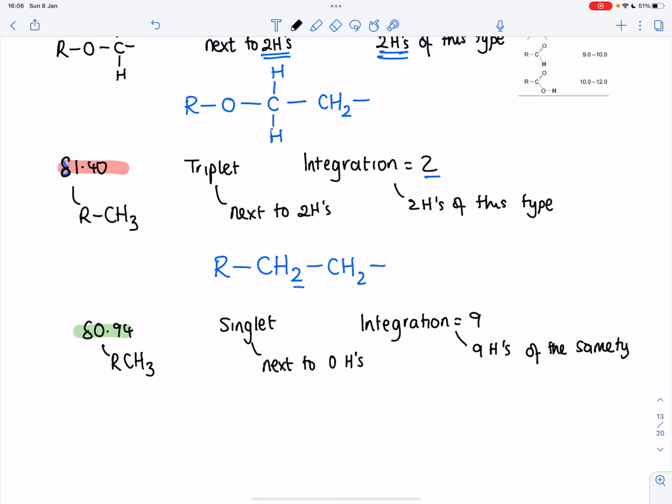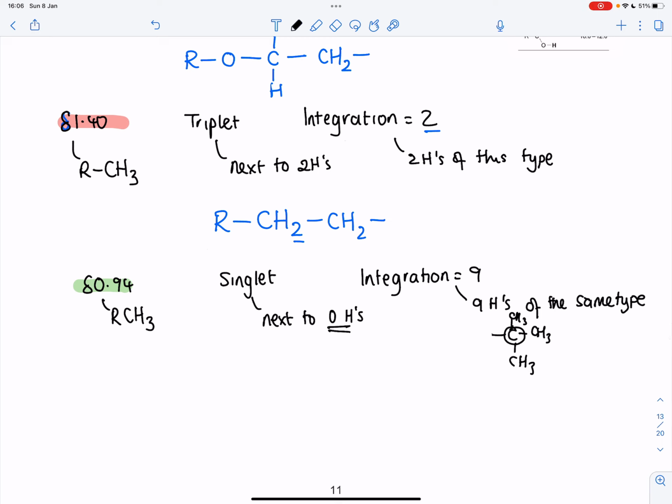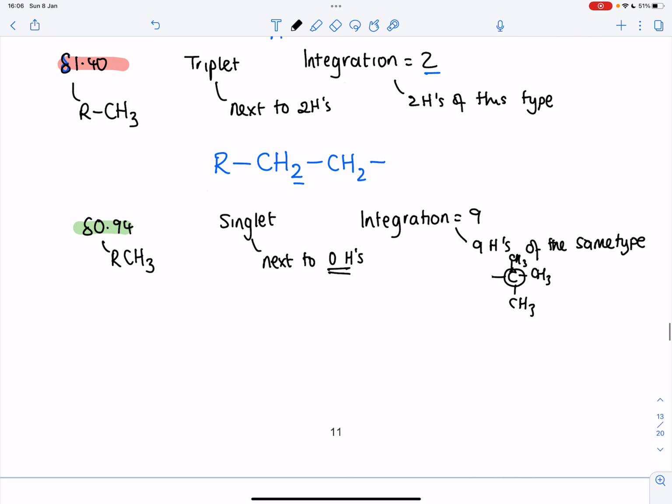Now that is always like a little clue to this: 3 CH3s all joined to the same C, and then you can see why there's 0 next doors, because the C in the middle here can't have any hydrogens on it because it's joined to the rest of the chain. So we've now got our sections of our jigsaw. We just need to pull it all together.